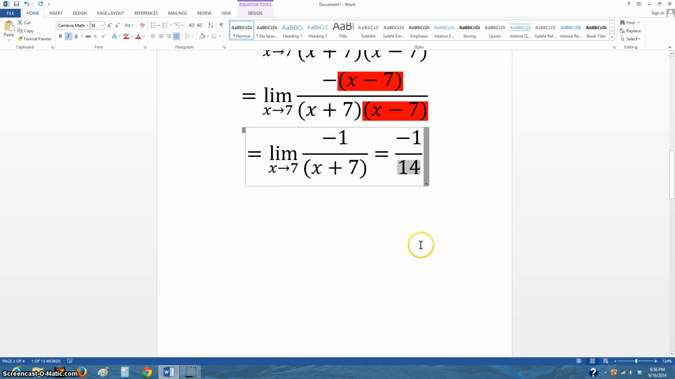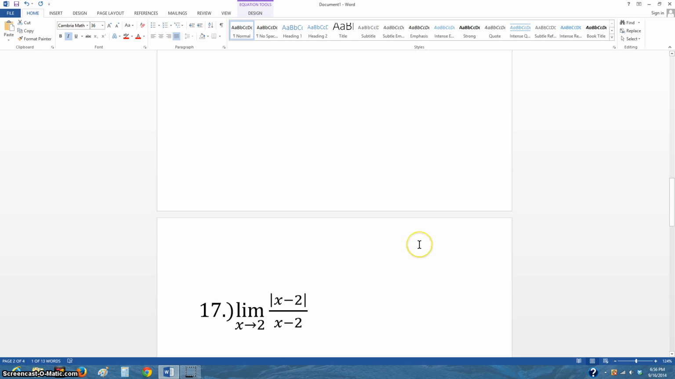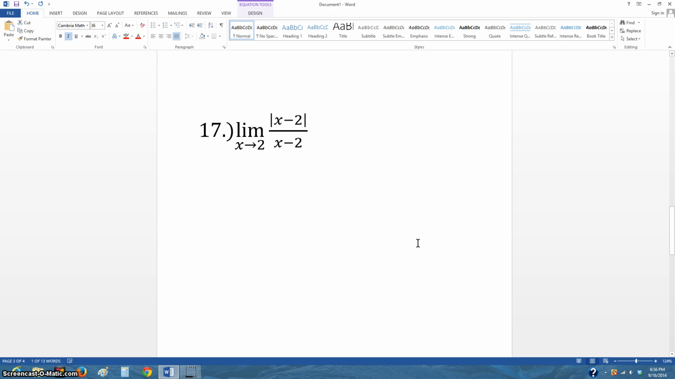Number 17. Number 17 is a little bit tricky, but you should know what the graph of an absolute value function looks like in this case. So let's take a look at it. Let's see. Let me show you a picture right quick.